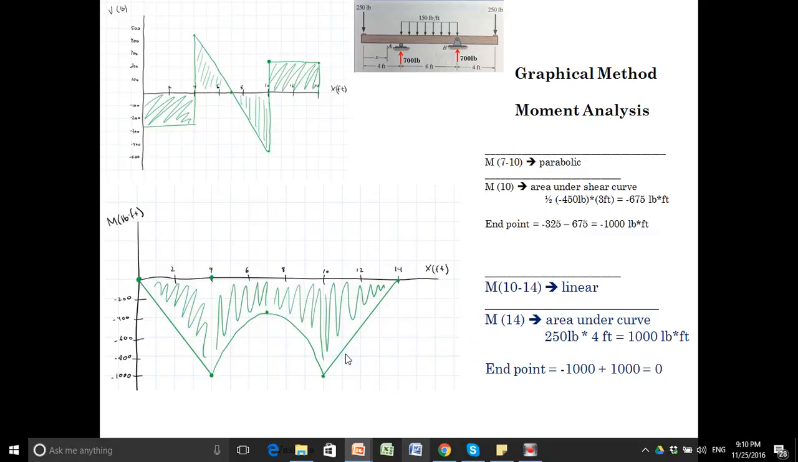And then for our final portion, we know that we're at negative 1000 here, and we want to figure out where we would be at 14. So we find the area under the shear curve, which is 250 times 4 feet, so that's 1000. So negative 1000 plus 1000 tells us that at 14 we're at 0 pounds per feet. And we know that because this portion in the shear curve is constant, this must be linear.